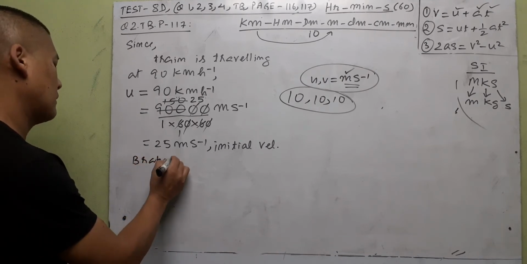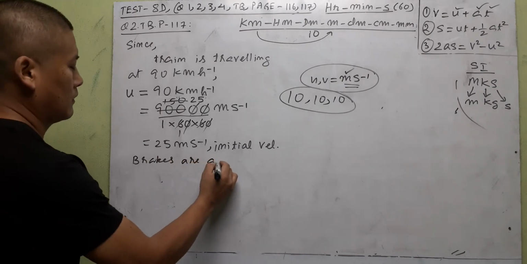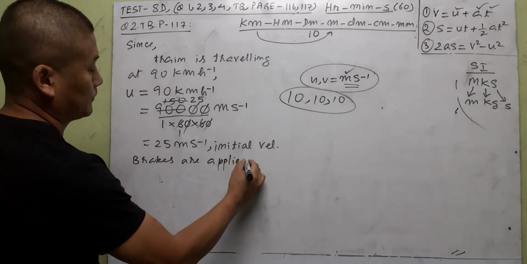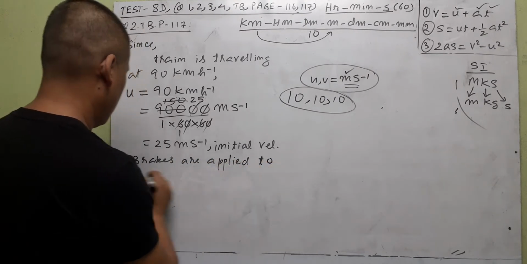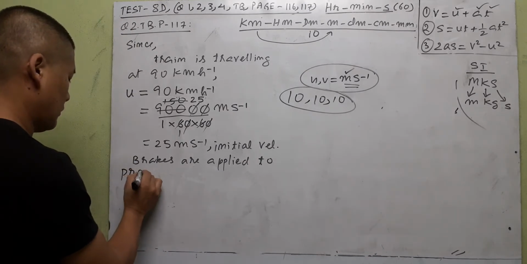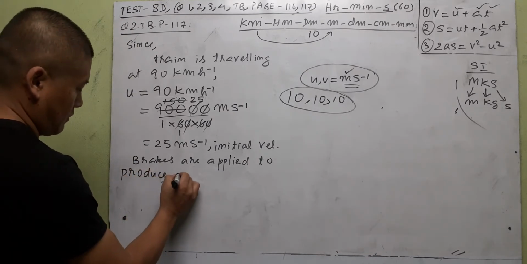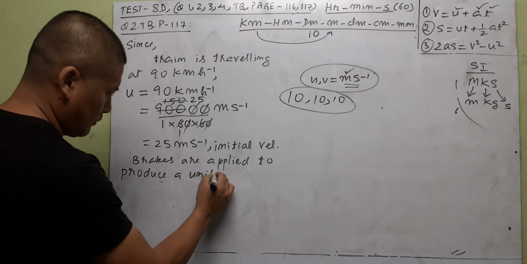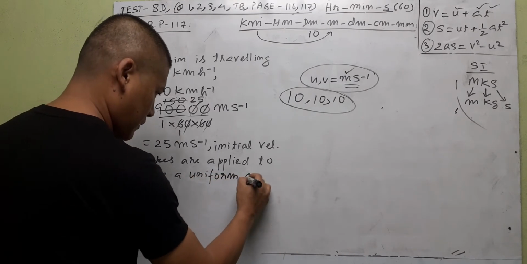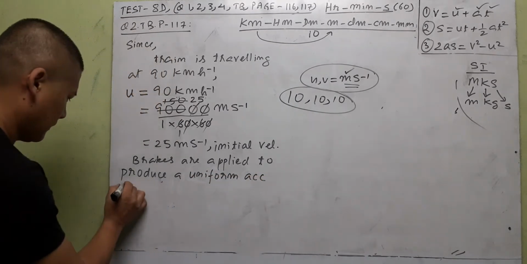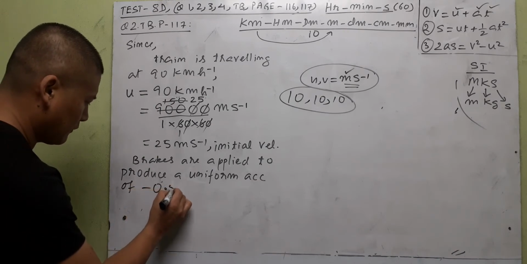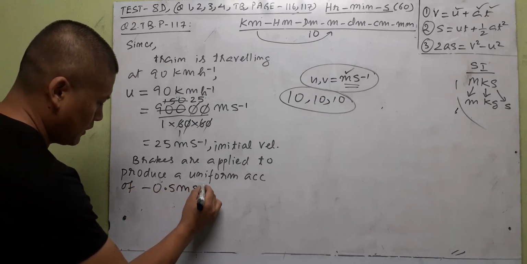Brakes are applied to produce a uniform acceleration of minus 0.5 meter per second square.